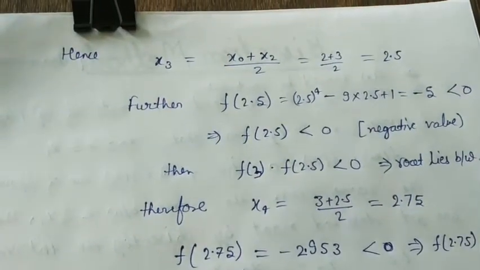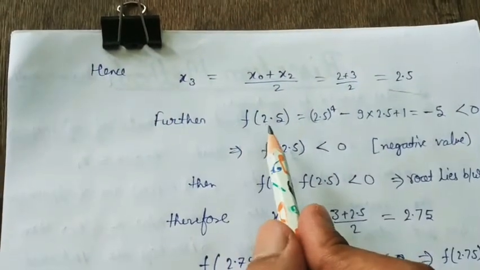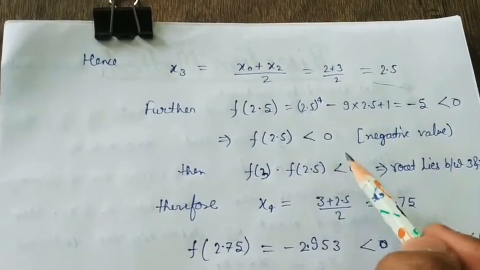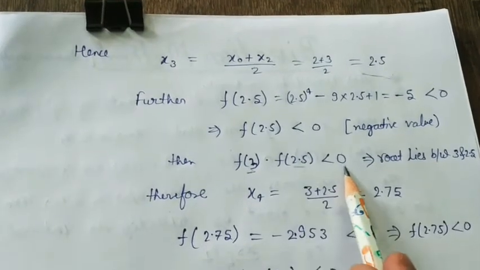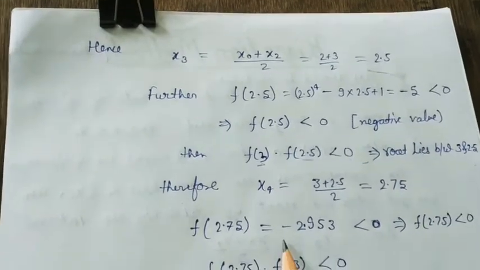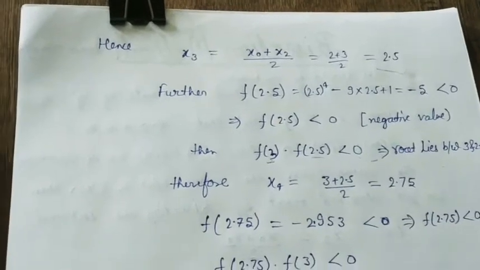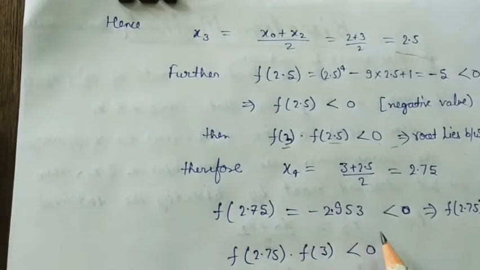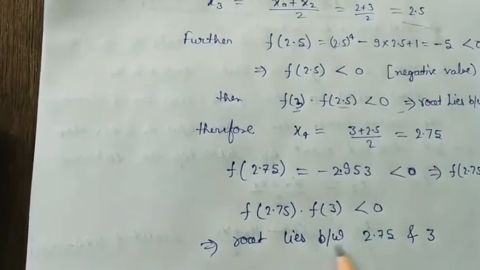Hence x3 is equal to (x0 + x2)/2 = 2.5. Now find the value at x equal to 2.5, which is minus 5, which is less than 0, a negative value. And as you know that f(3) is positive and f(2.5) is negative and its product is less than 0, then the root lies between 2.5 and 3. Now bisect this interval 3 and 2.5, we will get 2.75, and the value of f at 2.75 is equal to minus 2.953 which is less than 0. It means negative, and f(3) is positive and its product is negative.